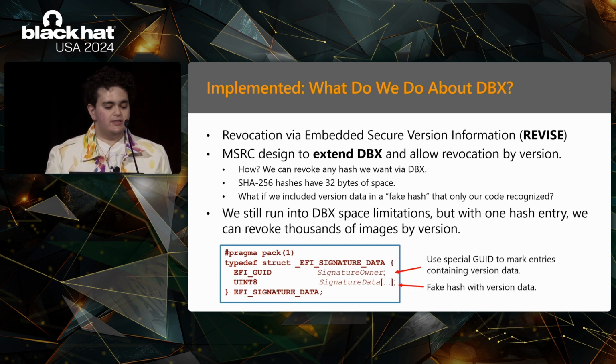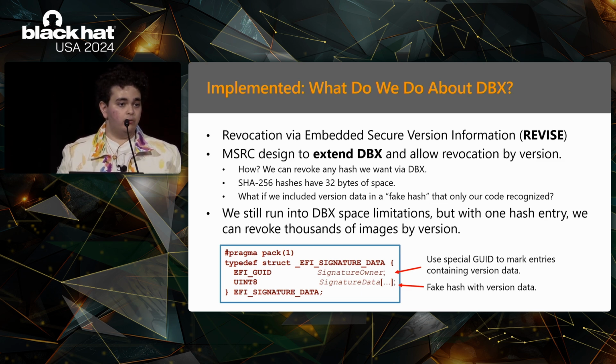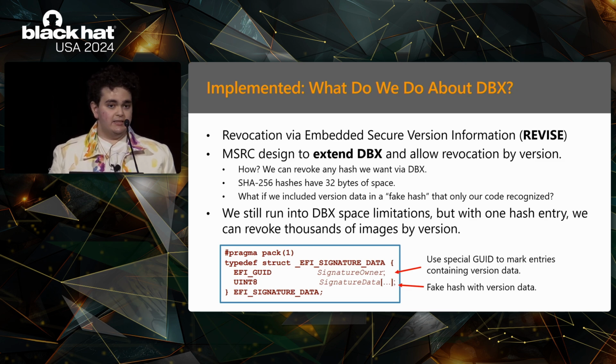So the way this works is that the signature owner field in the signature list header will include a specific GUID that our code recognizes, and the signature data is the fake hash with version data in it. The cool part about this is that for anyone else who parses DBX, this is just going to look like another random hash. But for our code, we'll be able to recognize it as, hey, this actually contains version data.